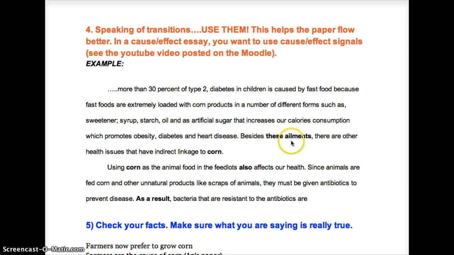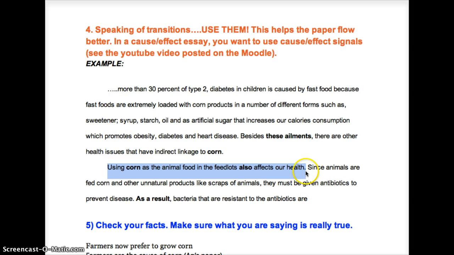So words like this, these, those, these pronouns here, they refer back to the previous idea, and this helps create a flow. And then in the next paragraph here, he says, using corn as the food in the feedlot also affects our health. So he's using corn again. So he's linking this next paragraph and sentence to the paragraph before. And the word also is a transition word or a linking word that links this paragraph to this paragraph. These two sentences are connected, but the sentence here in this paragraph is introducing a new and a different idea, although it is still connected to the idea of health.